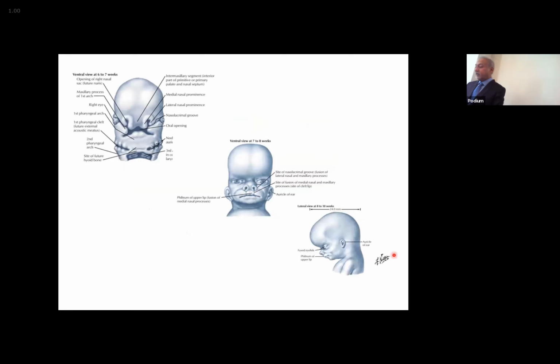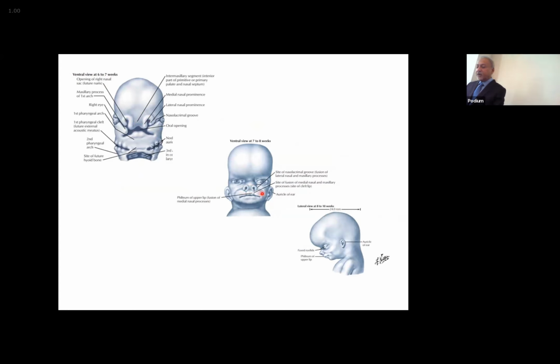This is where you look at the development. You can see from week 6 to week 10 these processes which are coming down, and these two maxillary processes which are coming from the sides join together in the midline, and we have the two external nostrils and the oral cavity. This is where we see the two external nostrils and the oral cavity separated out.